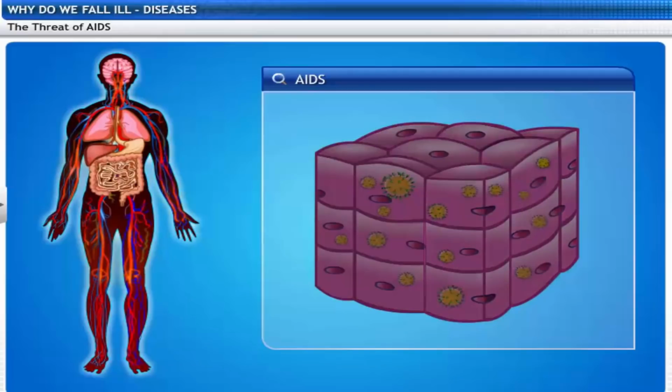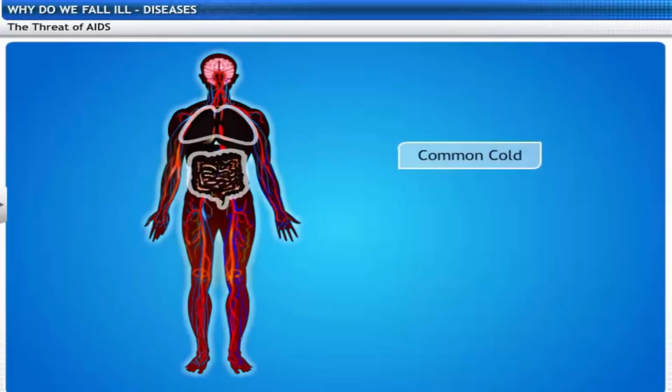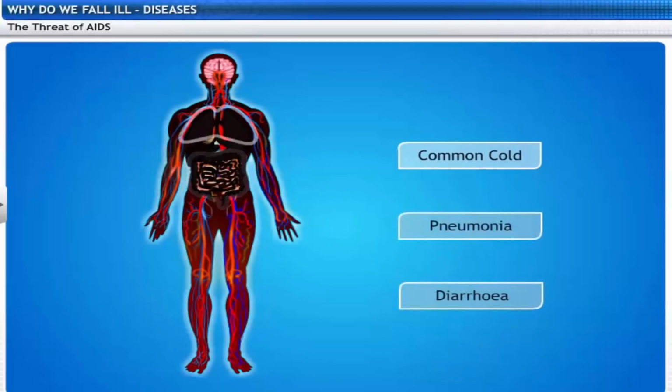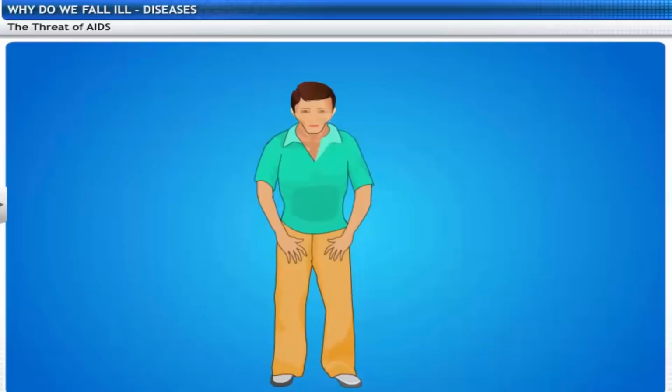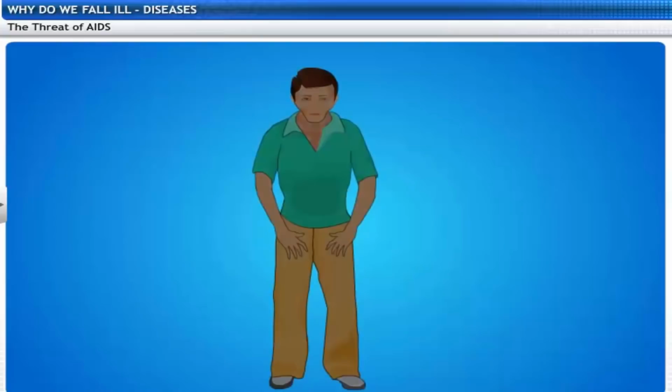The patient's body can no longer fight off minor infections like the common cold, which leads to major infections like pneumonia, diarrhea with blood loss, etc. Hence, HIV or AIDS infected people die due to these major infections.